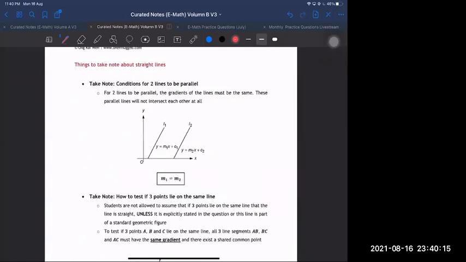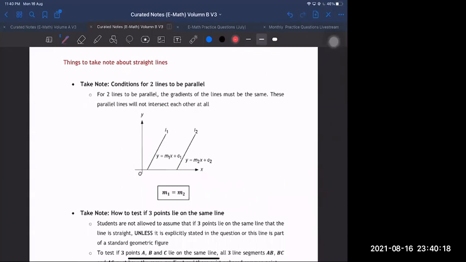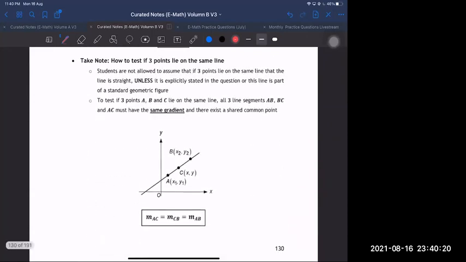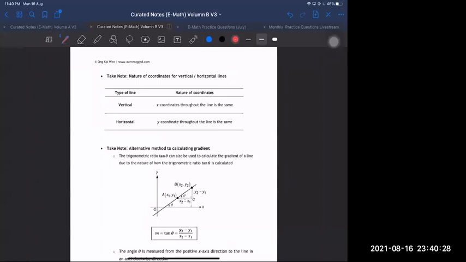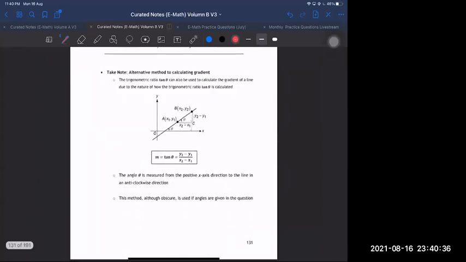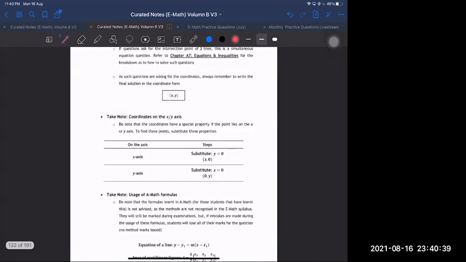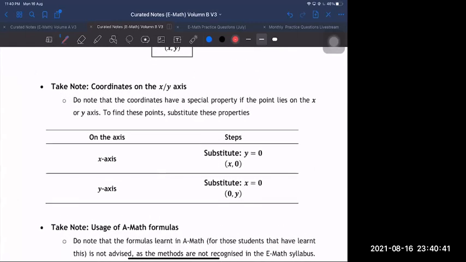Number one, if two lines are parallel, it means that the gradients are the same. If you have 3 points on the same line, how do you test? You test for same gradient. For vertical lines, the x coordinates are the same throughout. For horizontal lines, the y coordinates are the same throughout. Last one, coordinates of x and y axis. Whenever the question says that the graph cuts the x-axis or y-axis, x-axis means that y equals 0, y-axis means that x equals 0.